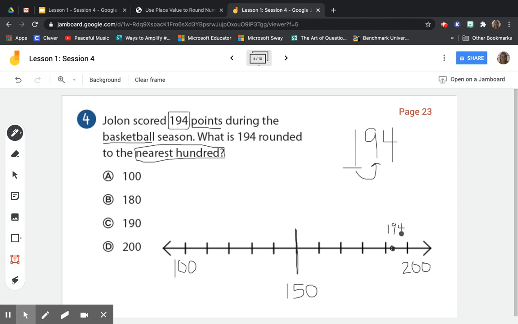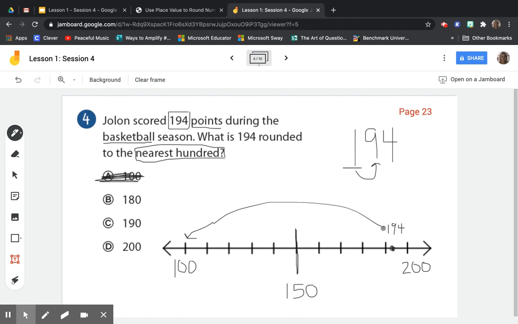194. Now, let's see our answer choices. Do we want to round 194 to 100? We're going to go all the way back here to 100 to round to the nearest 100. No, that's so far. Okay, let's look at our next choice. 180.